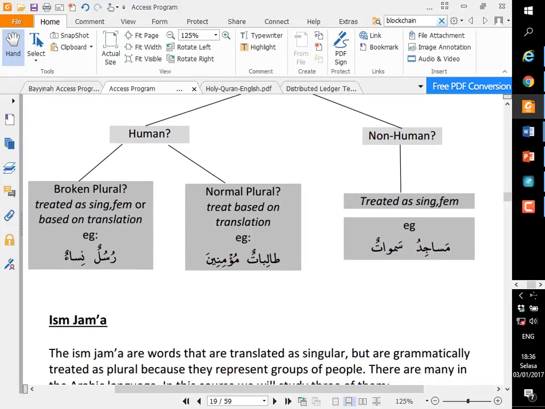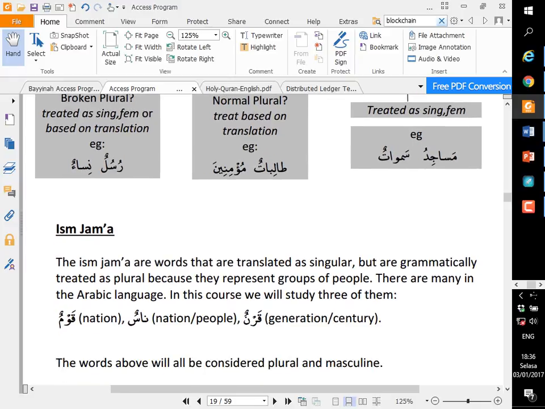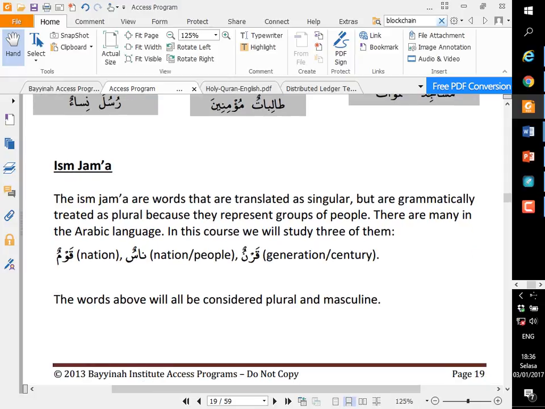And the last part for number is isim jama. These are examples of isim jama: qaumun, nasun, qarnun. If you take a look at these examples, they exactly follow the singular Muslim chart, right? But in meaning, they are plural. So grammatically, even though the word itself is similar to the singular Muslim chart, we treat this word as plural.